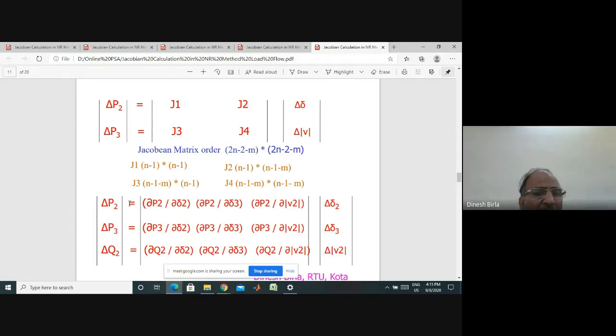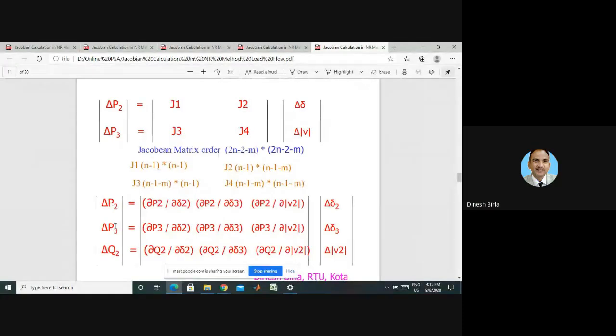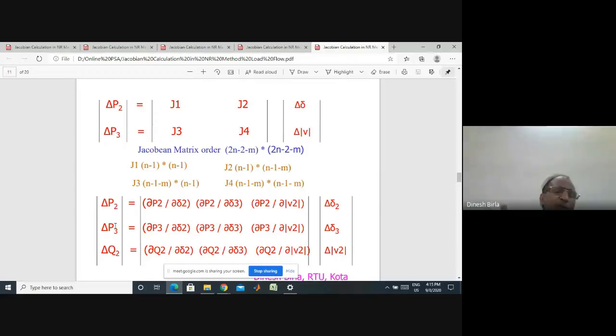I repeat, it will be n. If it is n, it means you can take any figure. In simple words, let us say we have 5 active powers and reactive powers on the left hand side, and let us say we have 5 angles and voltages on the right hand side. This will be the same. Why?